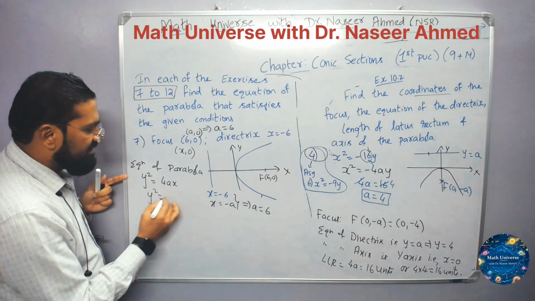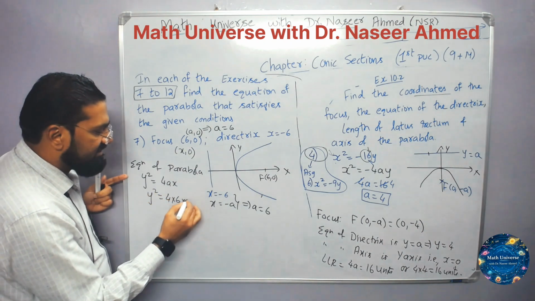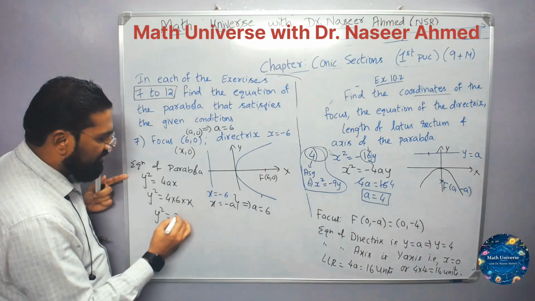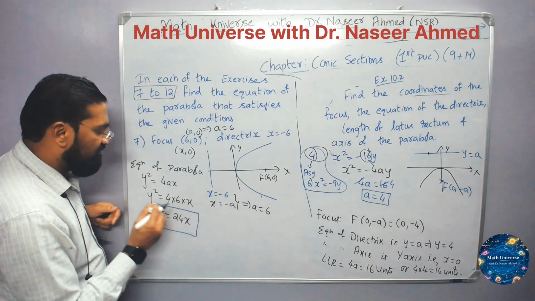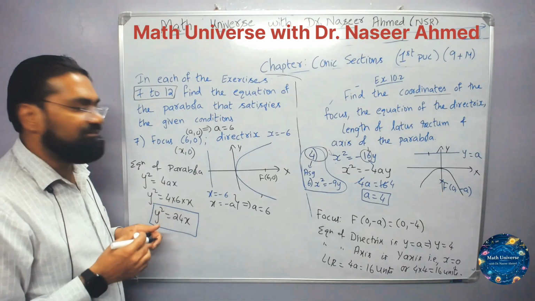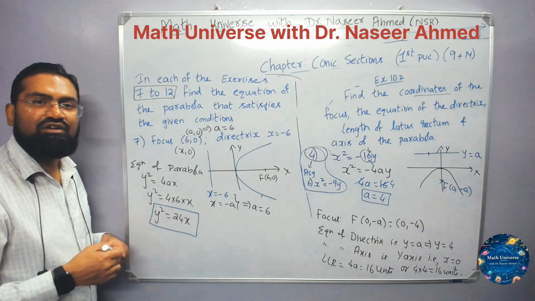So y square is equal to 4 times 6 into x. 6 fours are 24 times x. This will be the equation of the required parabola. Okay, kindly make a note of this.